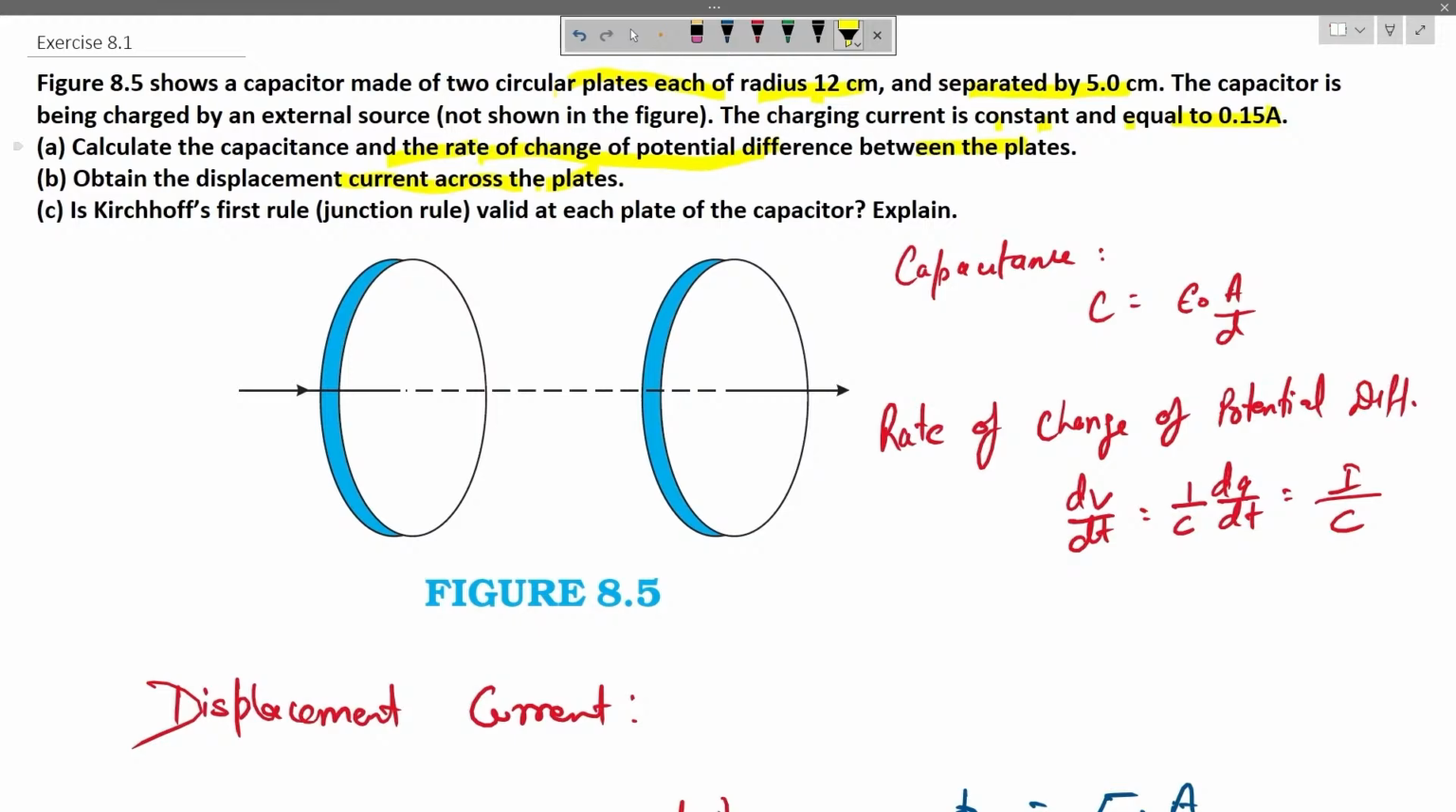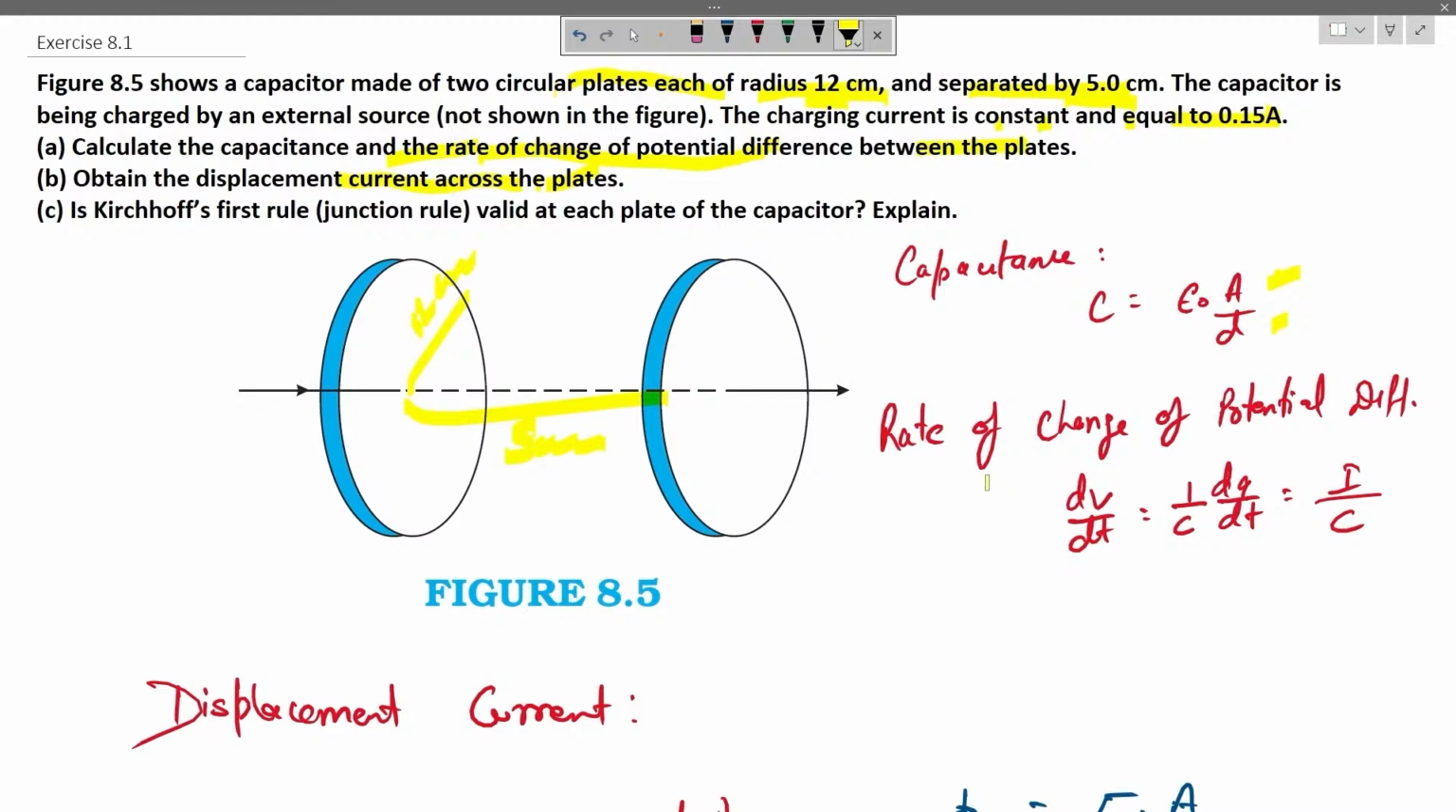And third, we have to tell whether Kirchhoff's first rule, or the junction rule, is valid at each plate of the capacitor. Now we know that capacitance is defined as C equals epsilon naught A by d, which depends upon the geometry of the plate. Here we have been given that the radius of each plate is 12 cm and they are separated by a 5 cm distance.